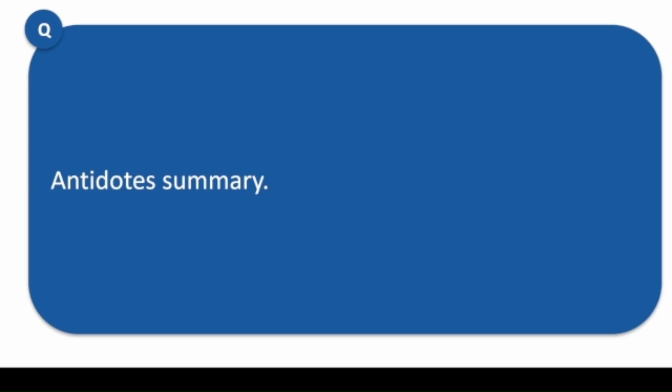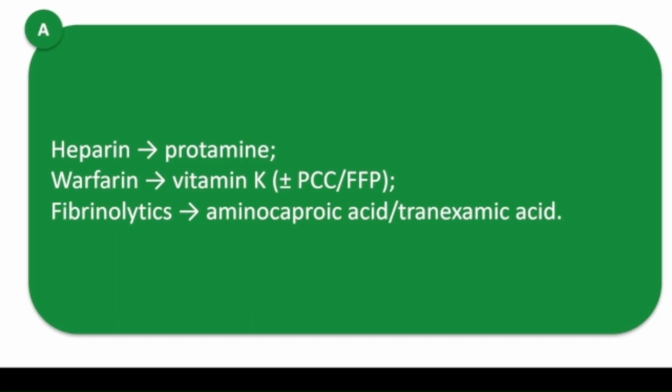Antidote summary, we look at the summary of the antidotes in general. Heparin, we have protamine sulfate. Warfarin, we have vitamin K. Fibrinolytics, we have aminocaproic acid and tranexamic acid.